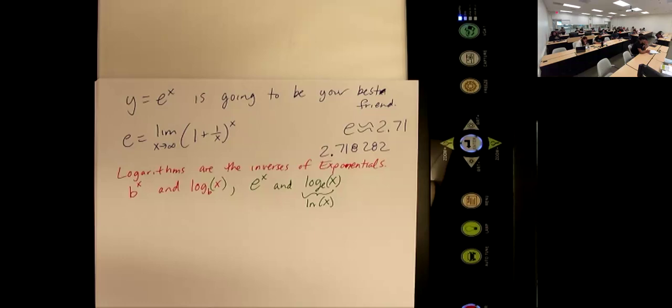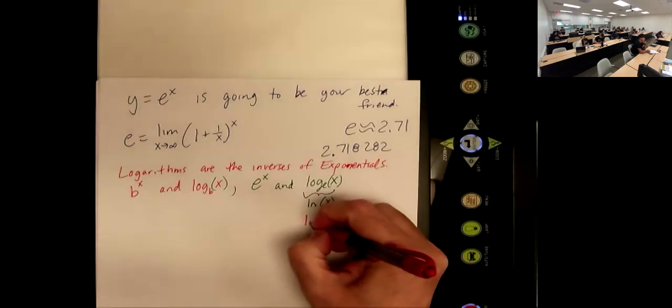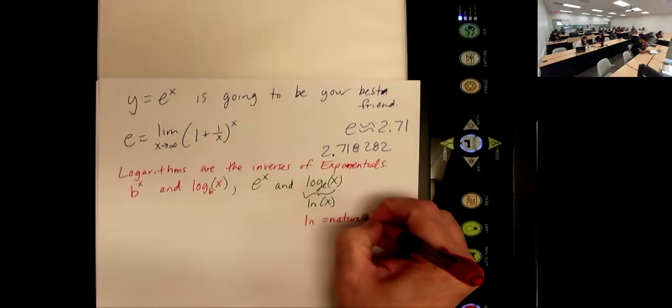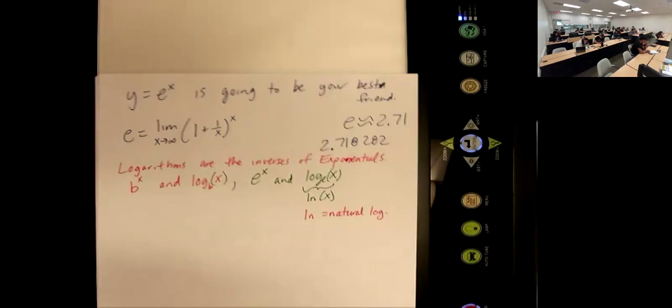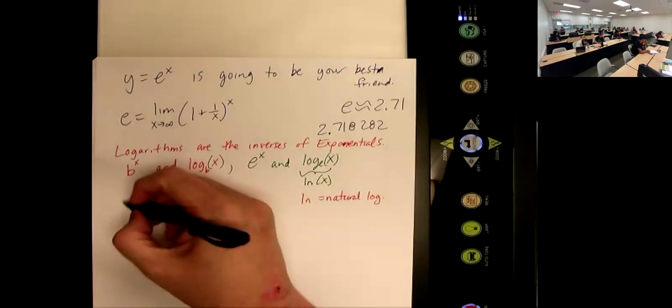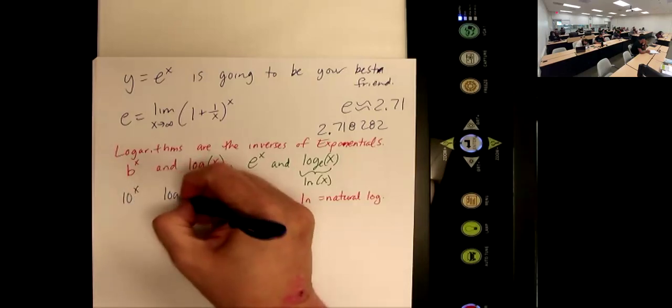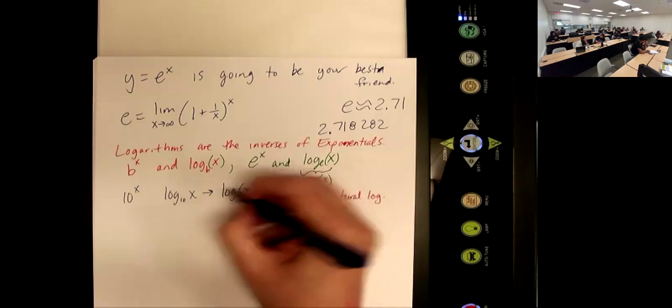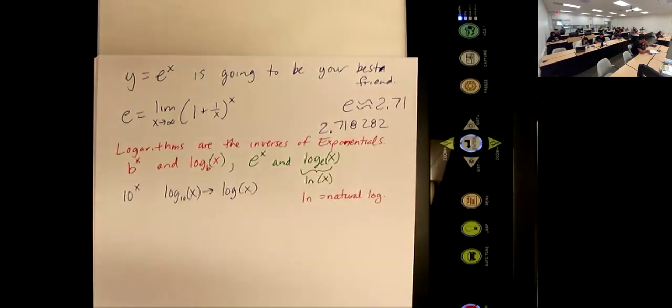Log base e is just ln. It stands for natural log. It looks like an I, but it's an L, stands for natural log. And maybe I'll point out if you have 10 to the x and log base 10 of x, this just shows up as log x. Base 10 isn't shown.